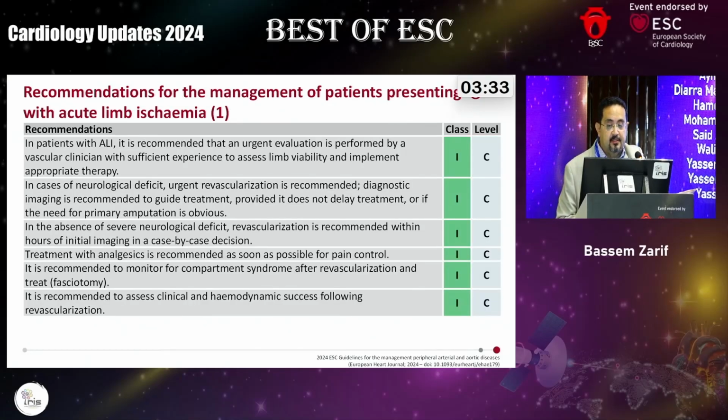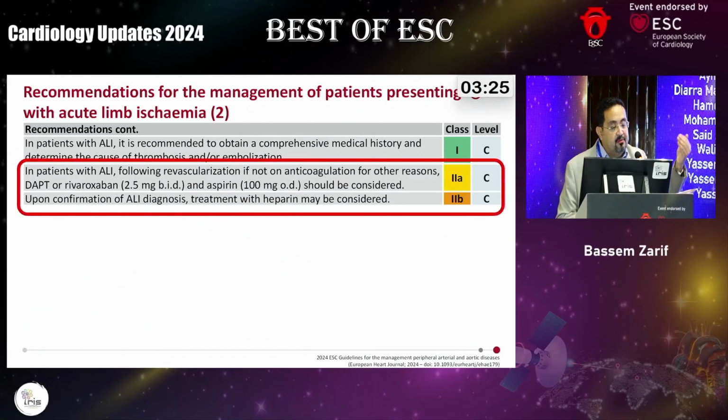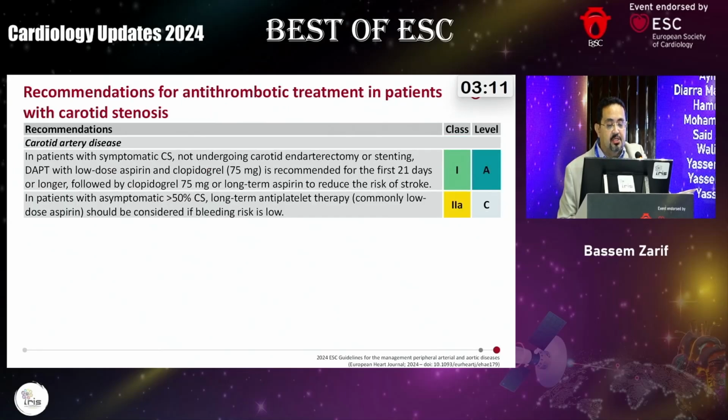What about acute limb ischemia? Acute limb ischemia needs urgent revascularization, but what about anticoagulation? Upon confirmation of acute lower limb ischemia, treatment with heparin may be considered, and in patients with acute lower limb ischemia following revascularization, if not on anticoagulation for another reason, DAPT or rivaroxaban plus aspirin should be considered.